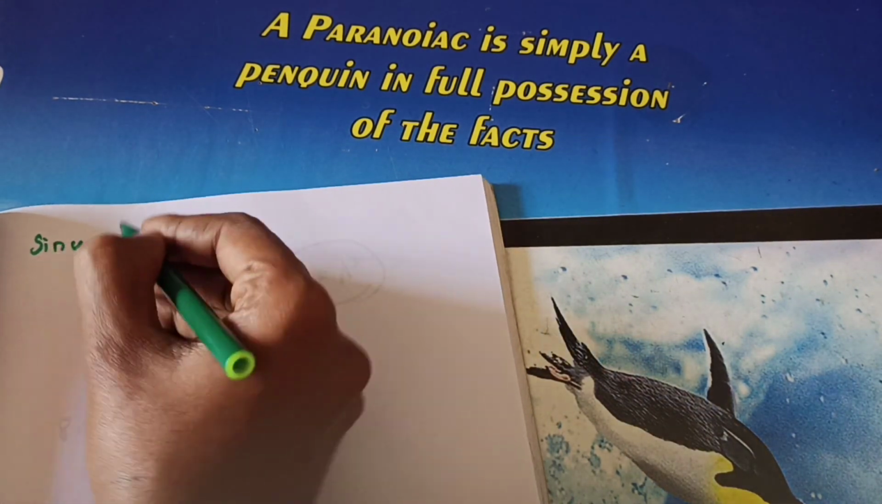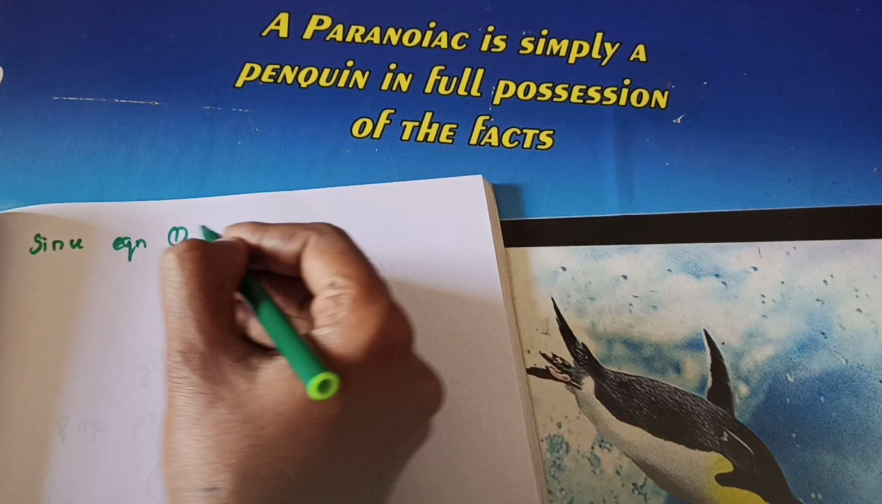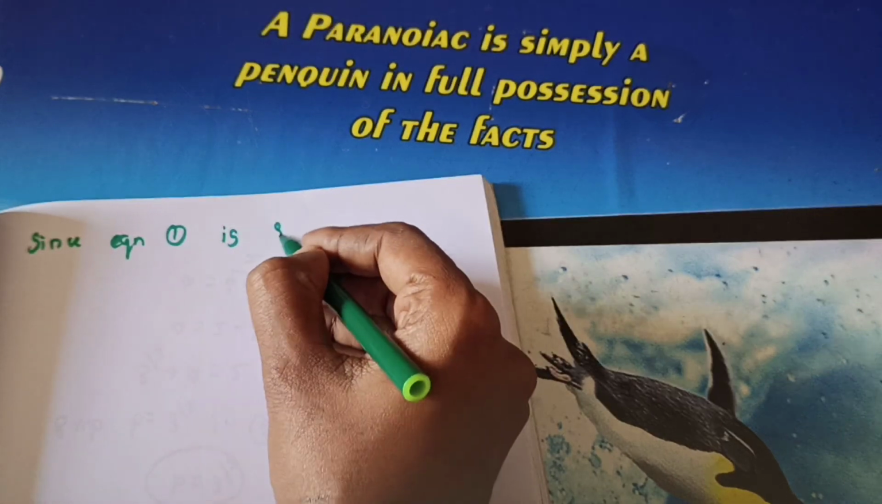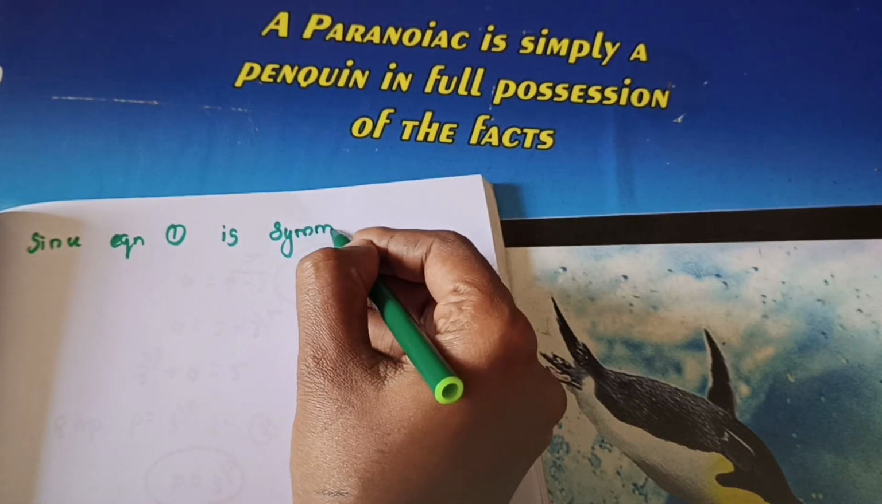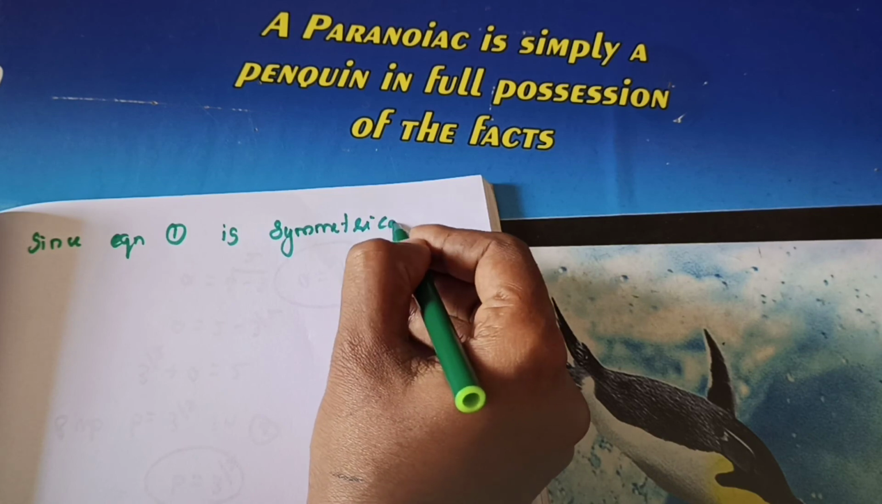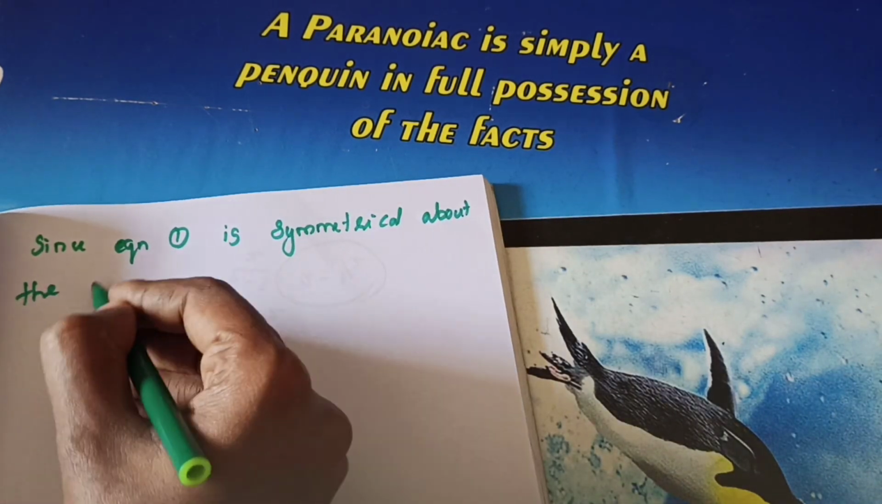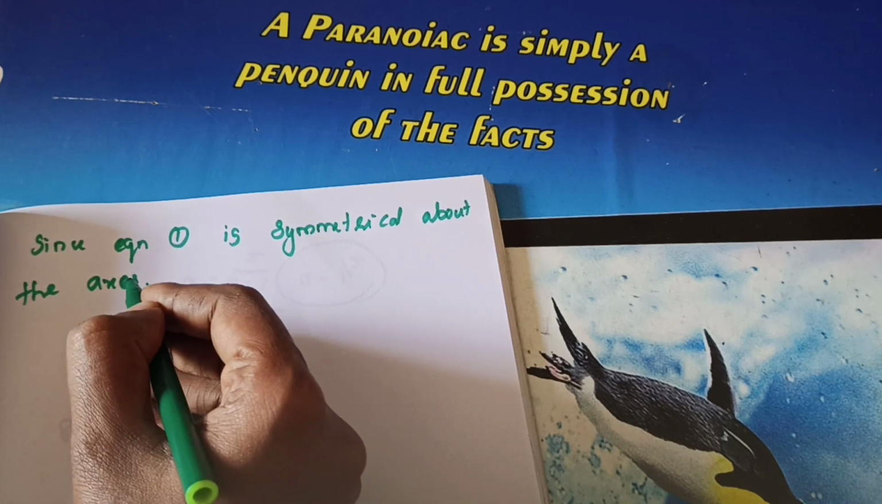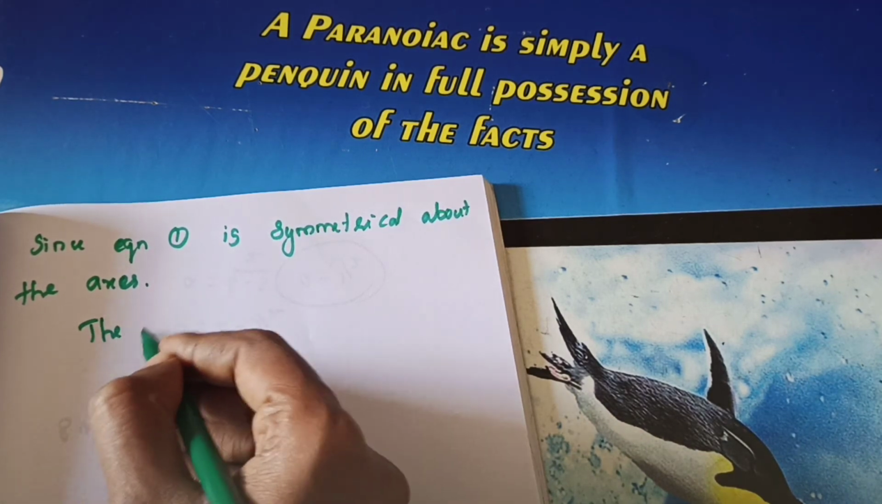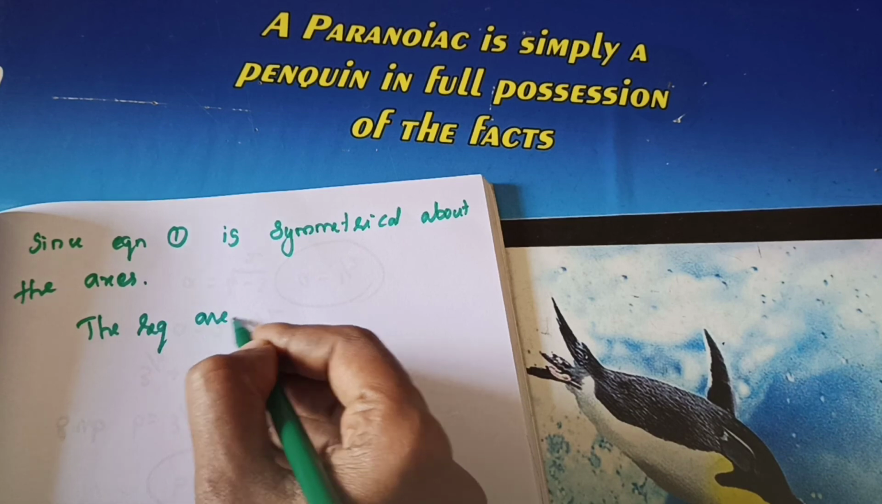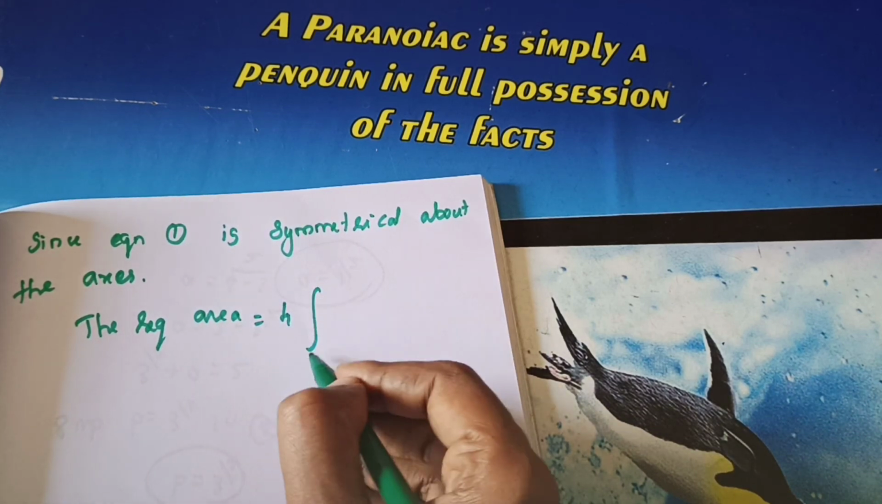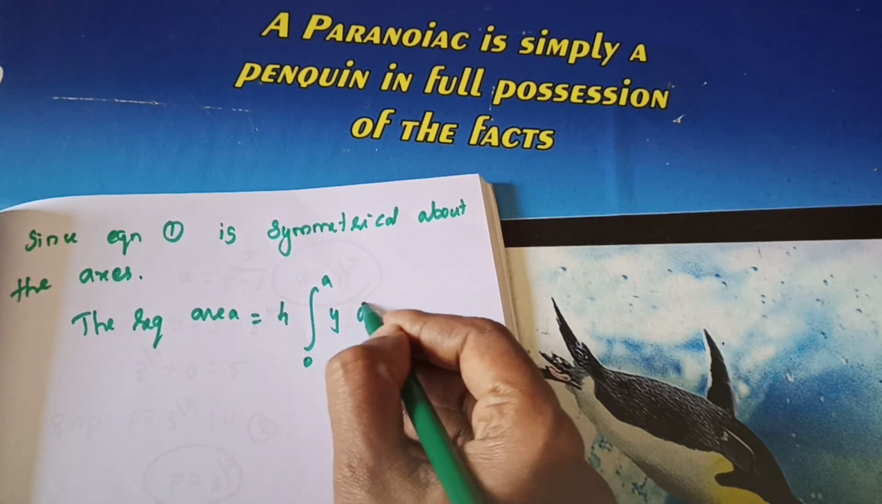Since equation 1 is symmetrical about the axis, we will write the required area. The required area is equal to 4 times the integral of 0 to a of y dx.